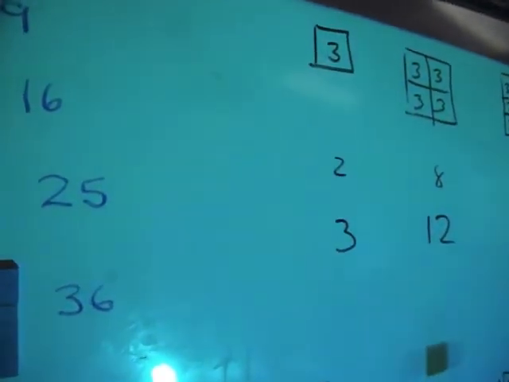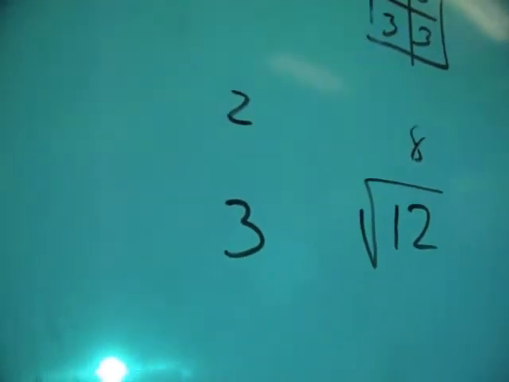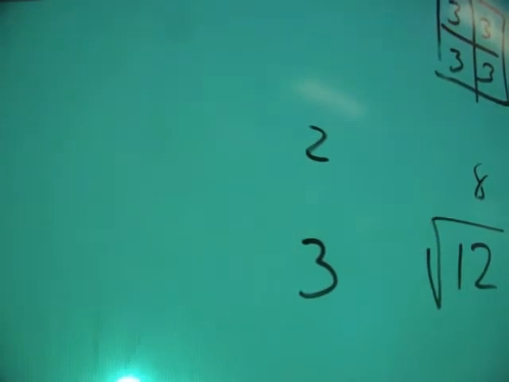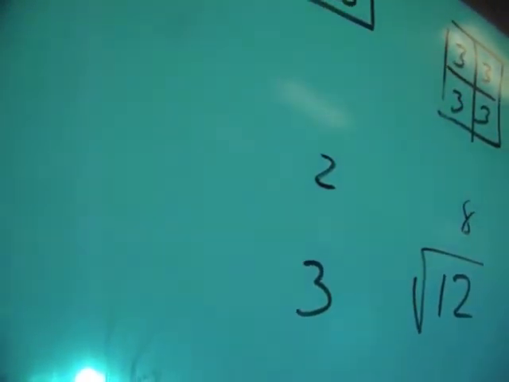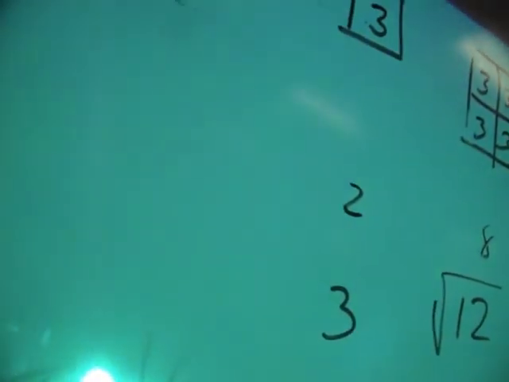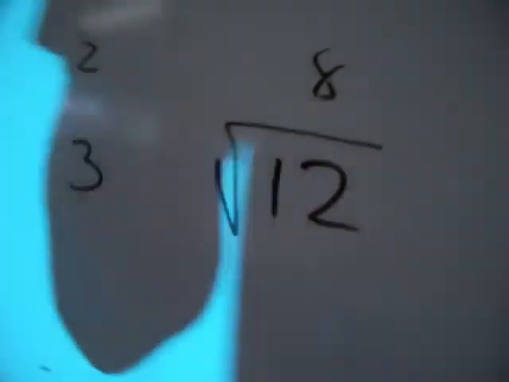Okay, so now I say I have, we'll do this one first. I have square root of 12. Can you see that? Okay, stay with me here and pay attention. Look up here. Pay attention. Look. I have square root of 12.